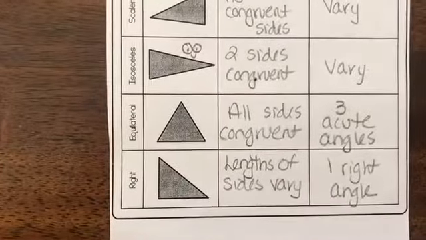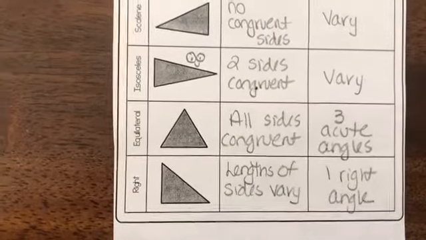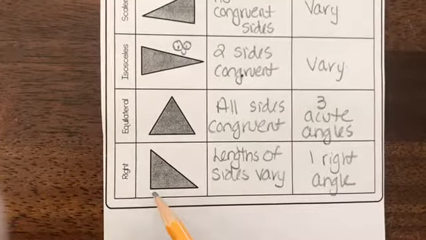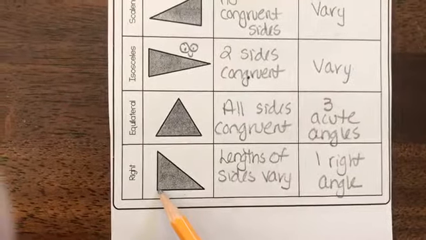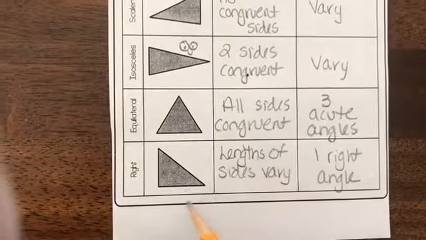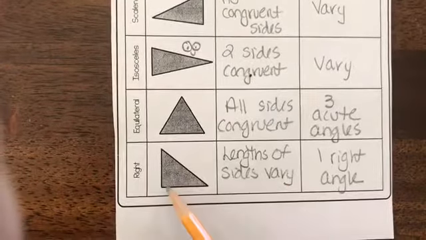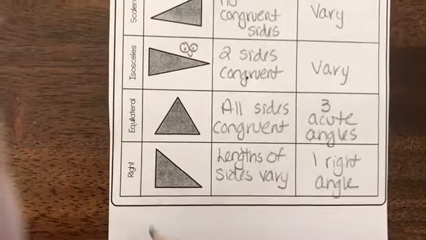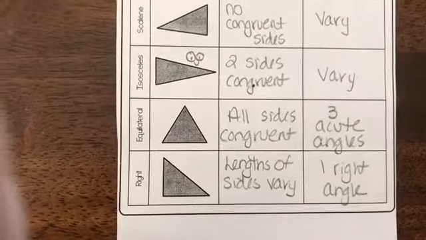The last one that we're talking about is a right triangle, and a right triangle is really named after the fact that it has a right angle in the corner. The lengths of the sides can be different. It really doesn't matter, but if it has one right angle in it, you go ahead and you call it a right triangle. Okay.